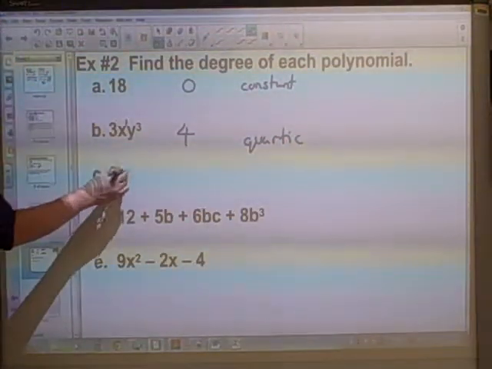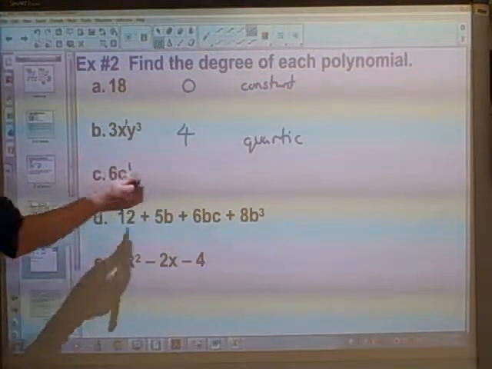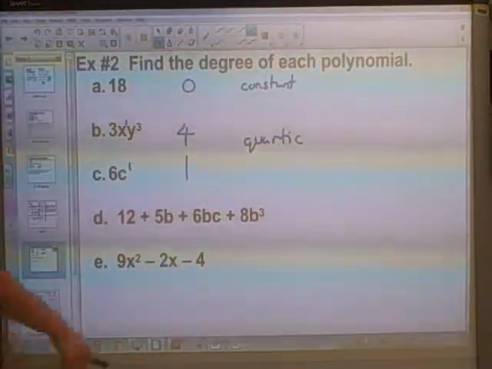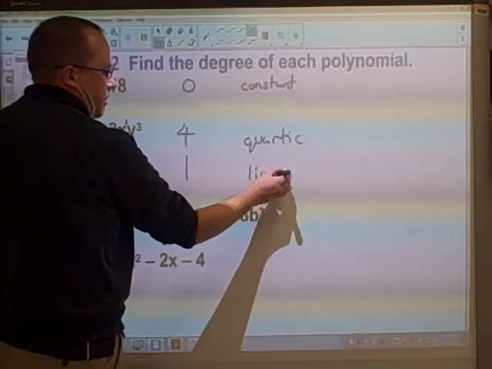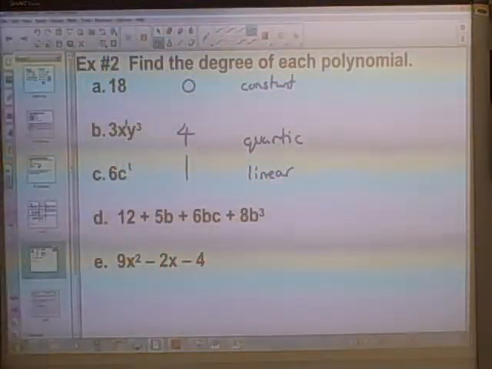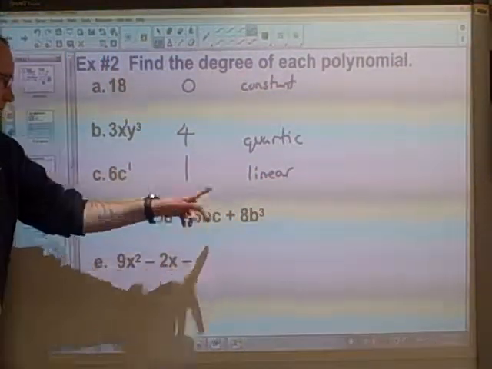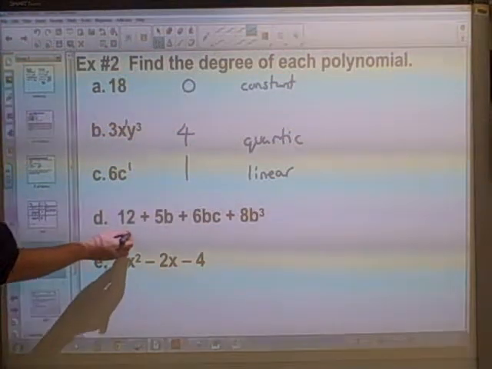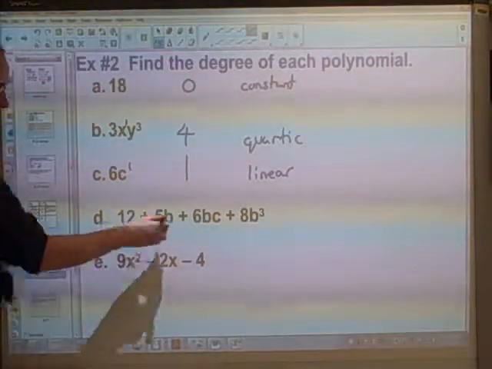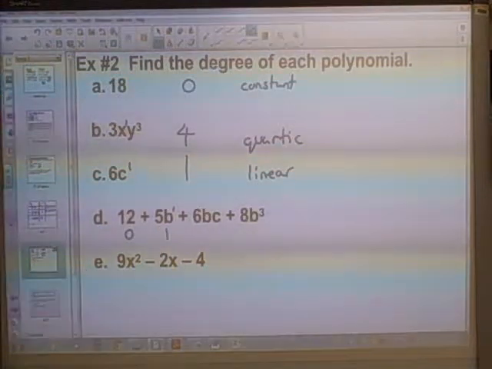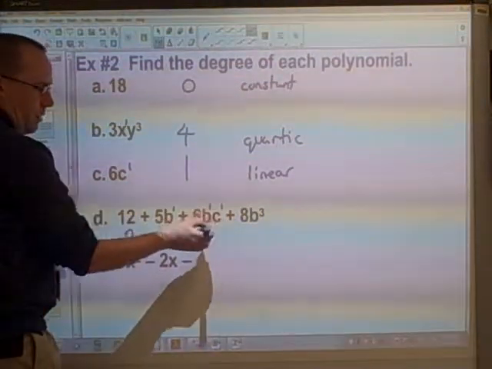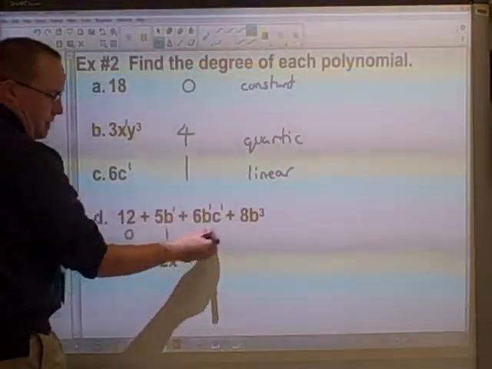We just have a c here, so no exponent, which means it must be 1. So actually that is our degree. This is 1. And the word of vocabulary for something with a degree of 1 is called a linear. This one here, we've got to check a couple of things. This one has a degree of 0 because it's just a number. This is b to the 1, so that has a power of 1. 1 and 1, and we're going to add these together because we're multiplying.